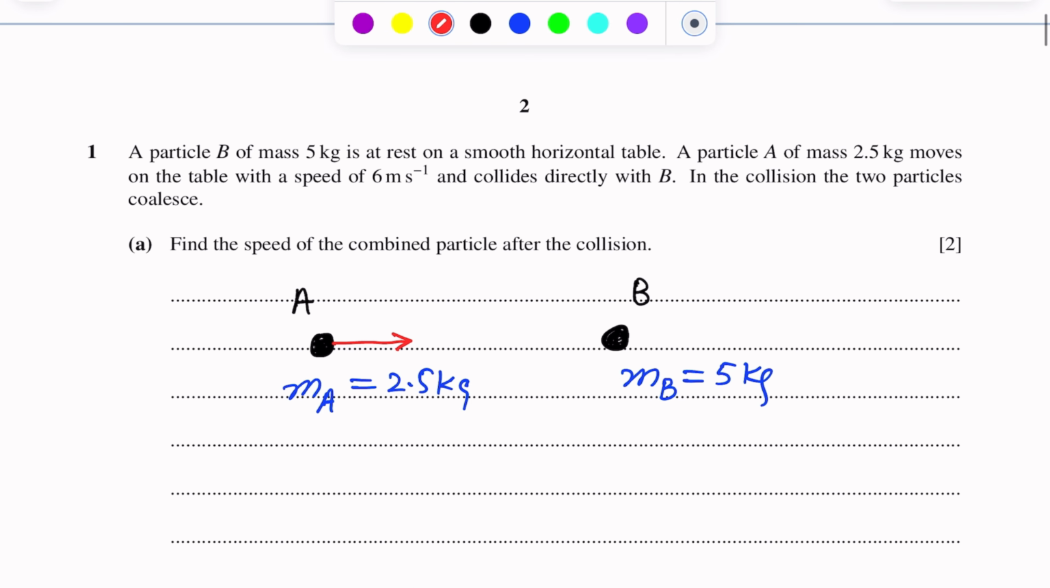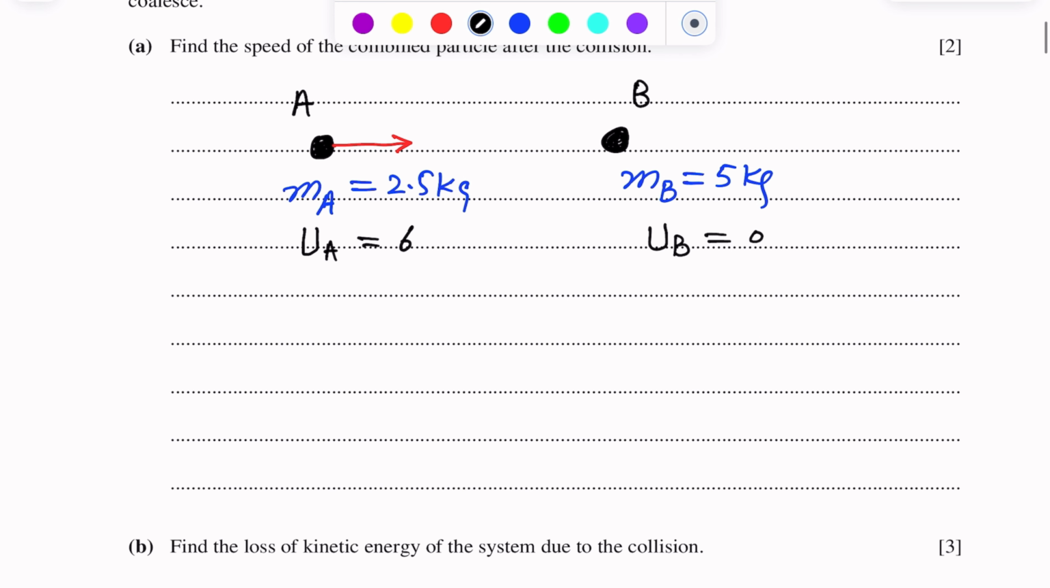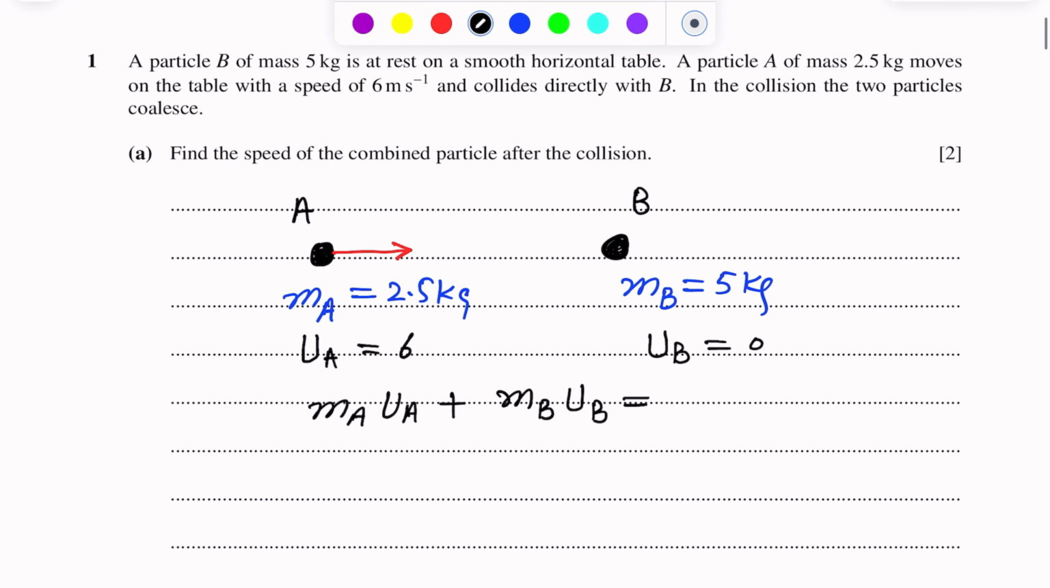Now the initial speed of A, we represent it by UA, that is 6 meters per second. Particle B is at rest, so the initial speed of particle B is equal to 0. Now we use the law of conservation of momentum. Momentum before collision is equal to momentum after the collision. Momentum before collision, MA UA plus MB UB, is equal to momentum after the collision. After the collision, both the particles coalesce.